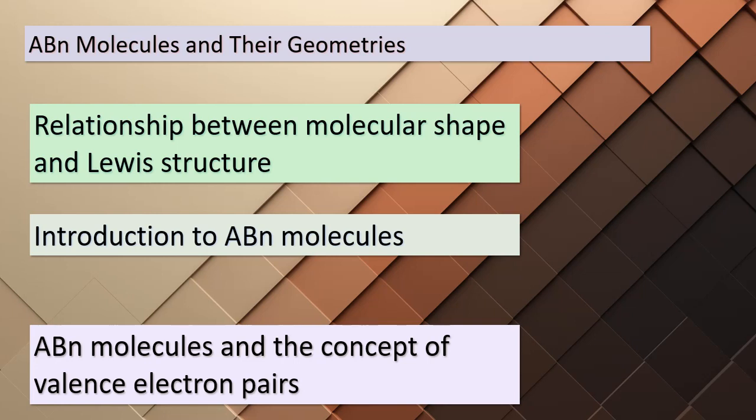We'll also introduce the concept of valence electron pairs, which plays a crucial role in determining these shapes. Picture in your mind molecules like AB3 and AB2, where the arrangement of atoms is influenced by the number of valence electron pairs. Let's continue our exploration.